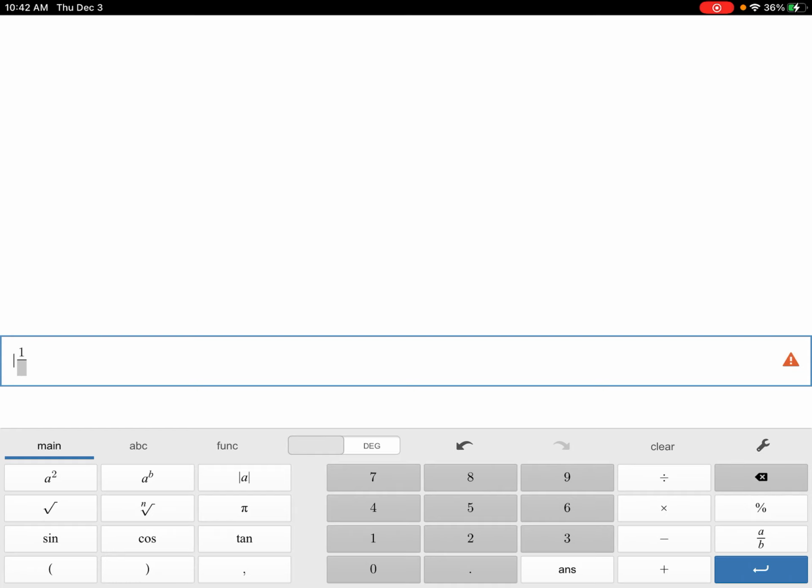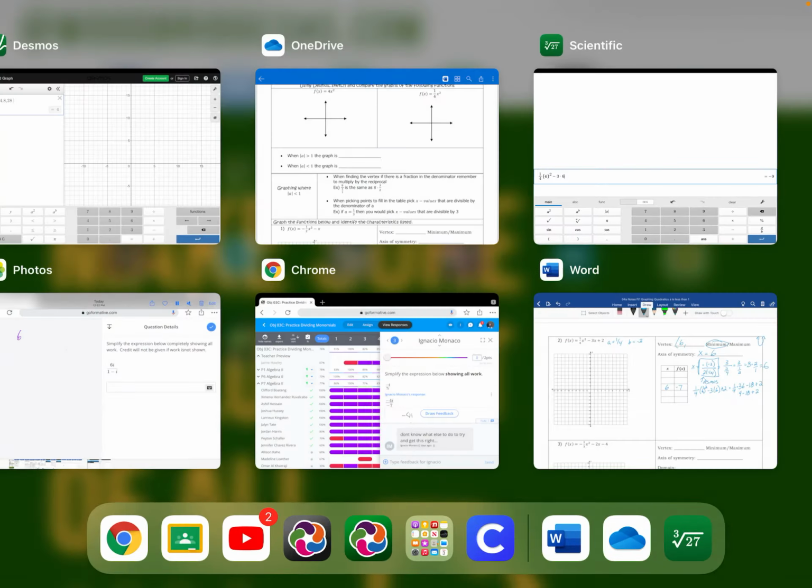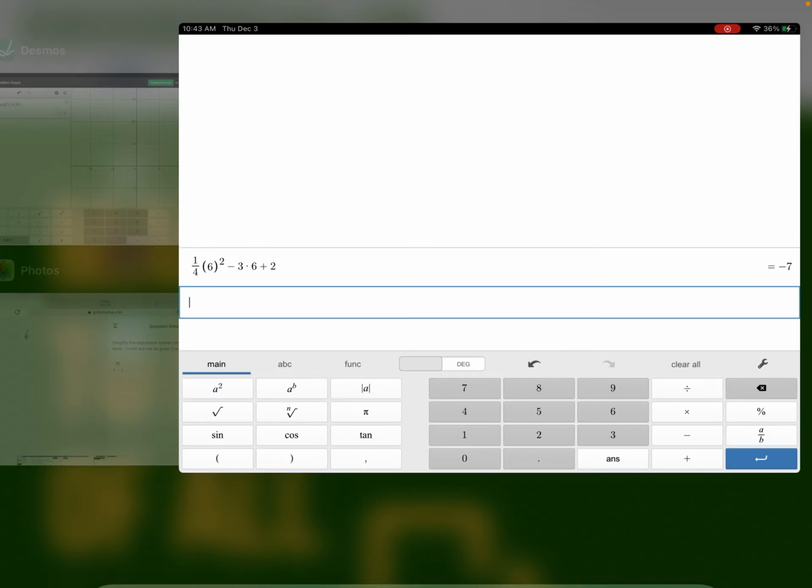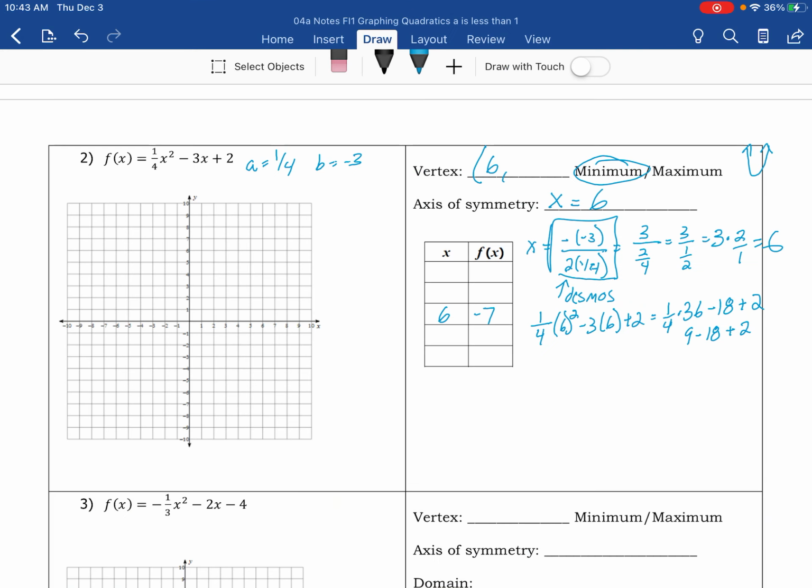So we can do 1/4 times 6 squared minus 3 times 6 plus 2. Press enter and you see that you do get a y value of -7.